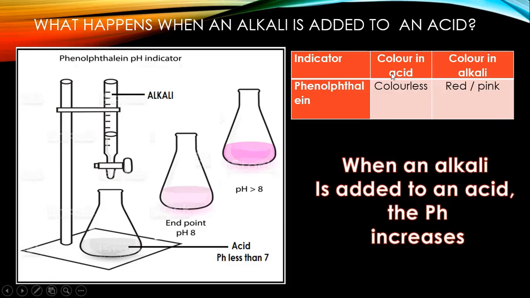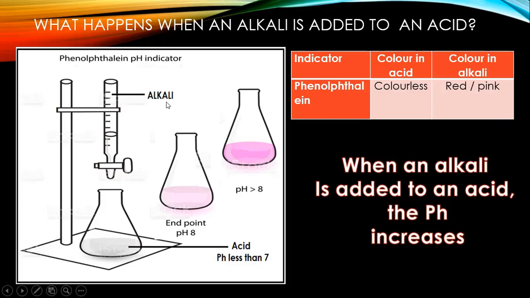Phenolphthalein shows a colorless color in an acid. In an alkali it shows red or pink, sometimes purple. So red, pink, purple, in that range, are the colors in which it will show in an alkali. So now let's observe here.